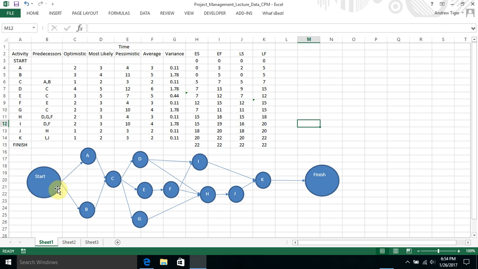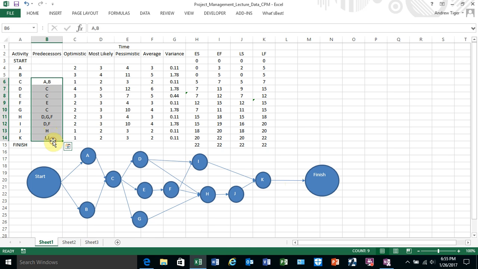So you can see we have the start. A and B can begin immediately. C can't start until after A and B. You work your way all the way down. And the trick is what activity is attached to the finish node. And in this case, it's just K. The rule is that if it's not listed in the precedent relationships, then it has to be linked to the finish node. So you can see all the activities are listed except activity K.